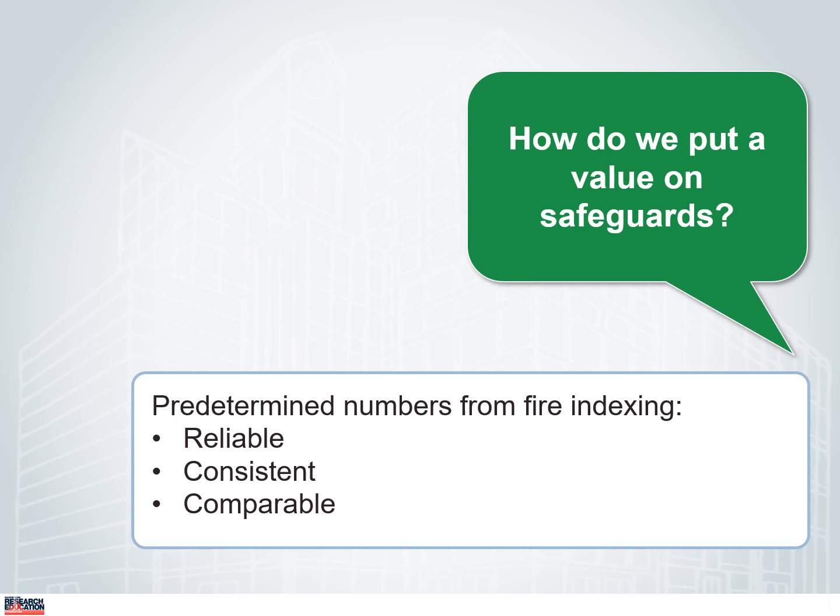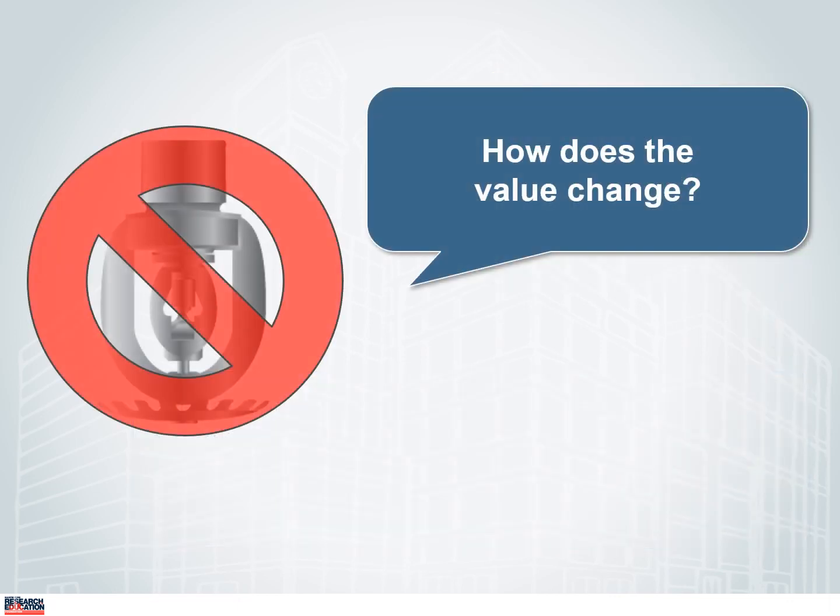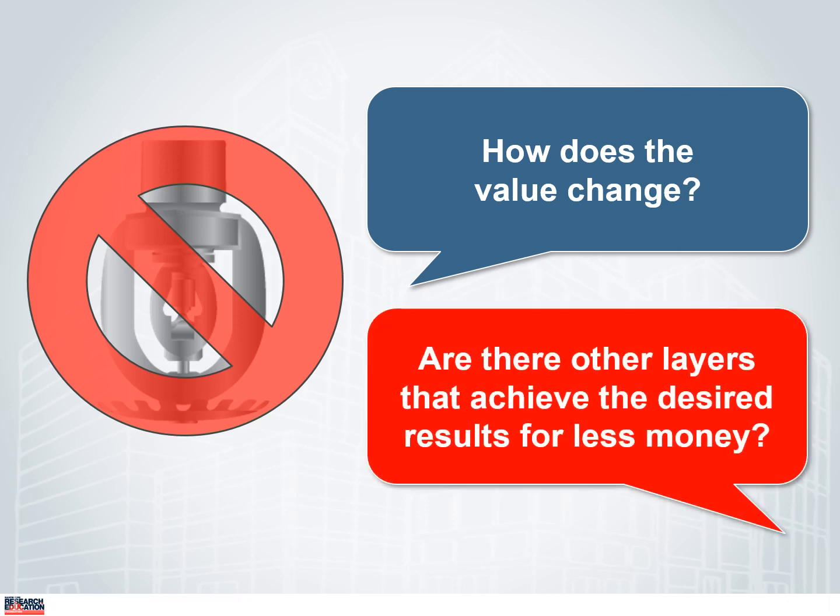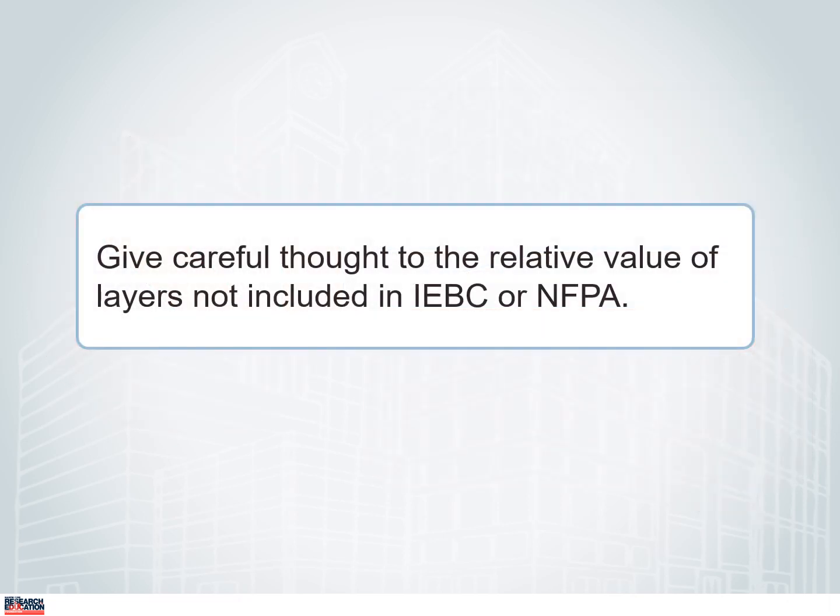And in fact, it can allow for a comparison of, for example, if sprinklers weren't provided in this building. How would the value change? Are there other layers that could be added to achieve the desired result for less money? A study of the values assigned to different components by the IEBC and the NFPA provides an understanding of which components provide the higher, more valuable levels of safety. If someone installs components or layers that are not included in these documents, it's important to give careful thought and consideration to the relative value of those.